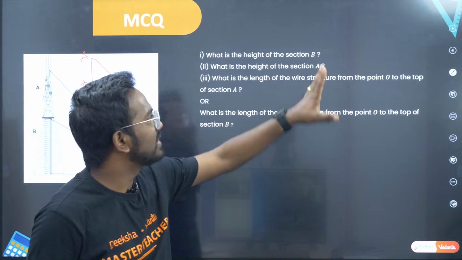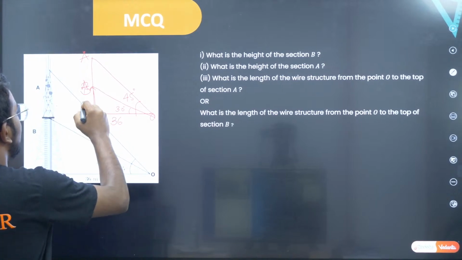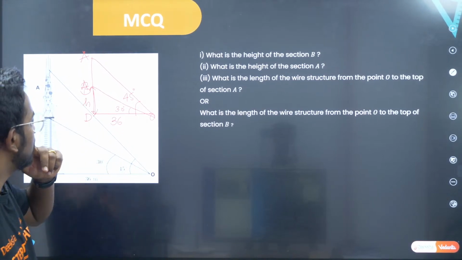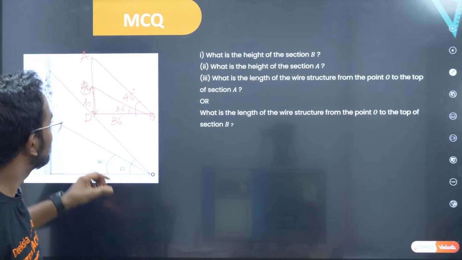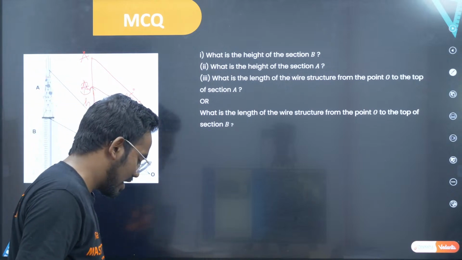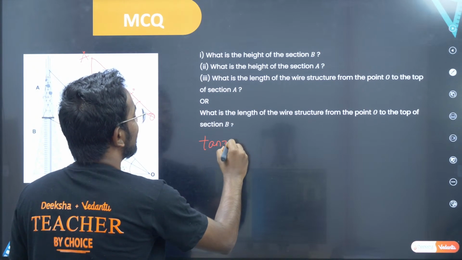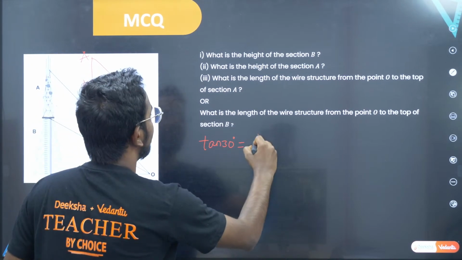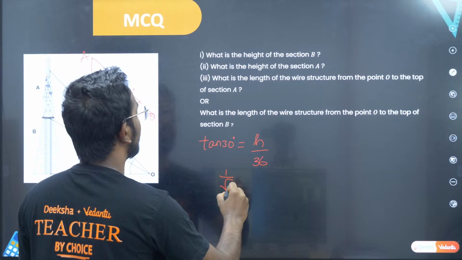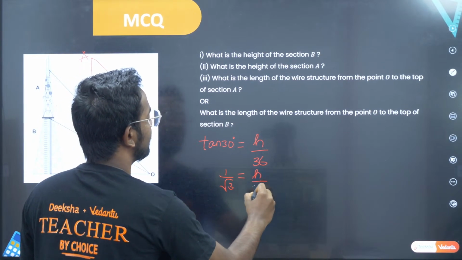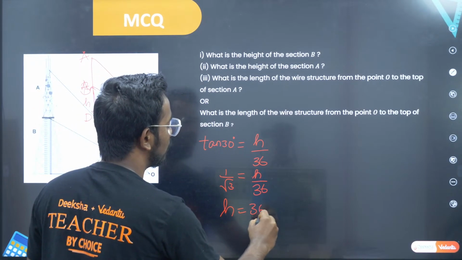Now, what is the height of section B? They've asked what is the height of section B in the first question. Yes, how do you answer? Sir, I have 30 degrees. I know what is adjacent. My job is to find height. So since you have 30 degrees, you will take tan 30 is equal to height divided by 36. So I know tan 30 as 1 by root 3. Yes, sir. Tan 30 is 1 by root 3. That is h by 36. So the final answer that you end up with is h is equal to 36 by root 3.